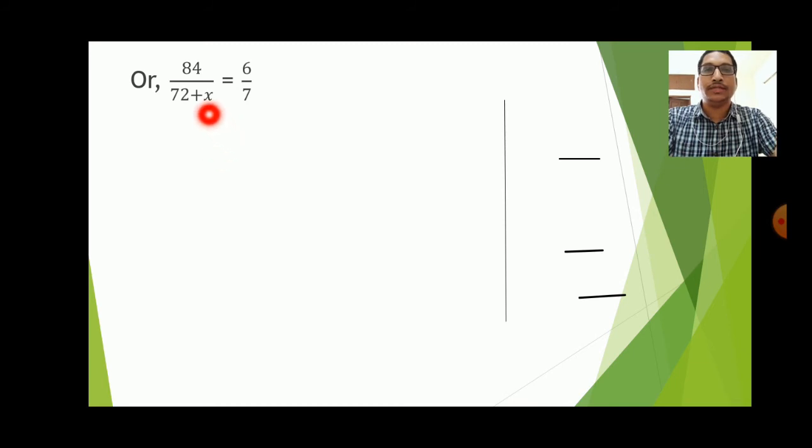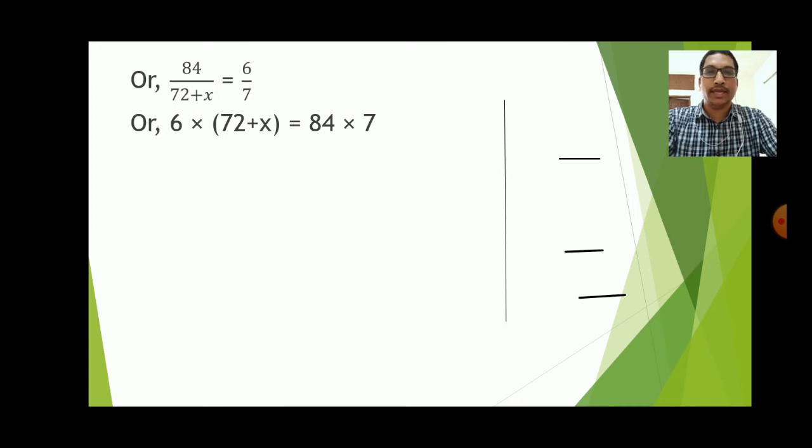Here the left side's numerator is 84 and the right side's denominator is 7, and the left side's denominator is 72 plus x and the right side's numerator is 6. So we will multiply 6 and (72 plus x), and 84 and 7. I think it is very clear to you. Or 6 multiplied by (72 plus x) equals 84 multiplied by 7.